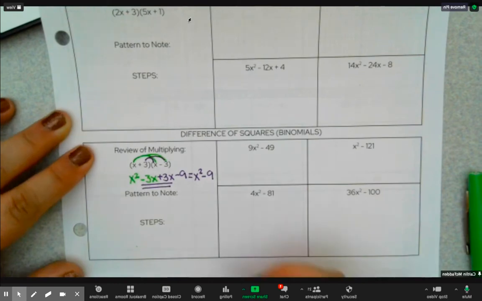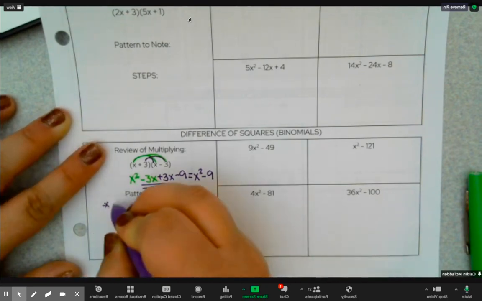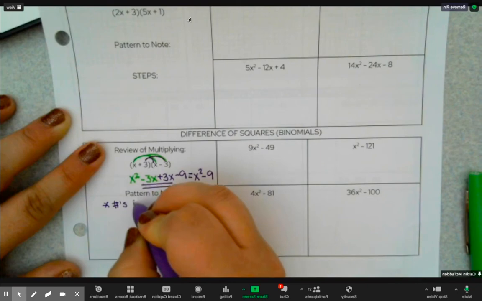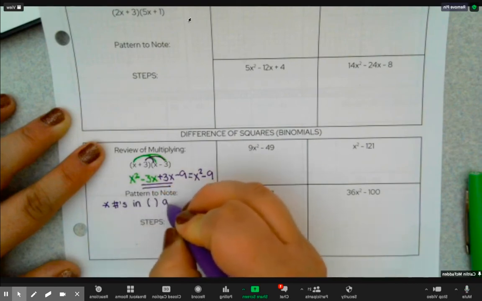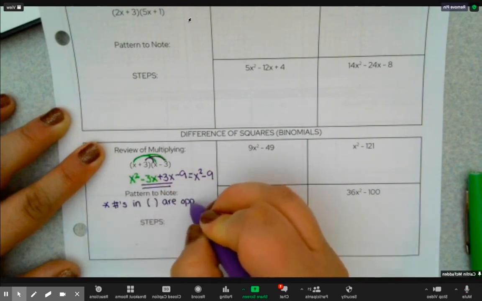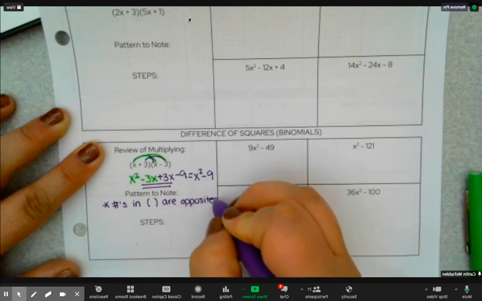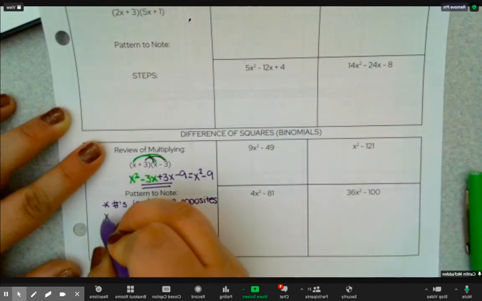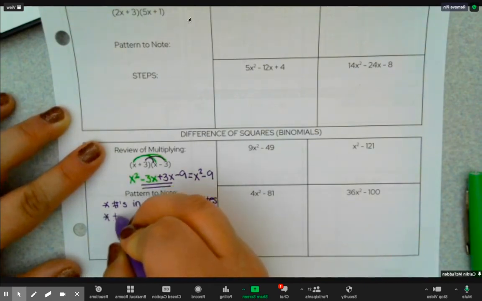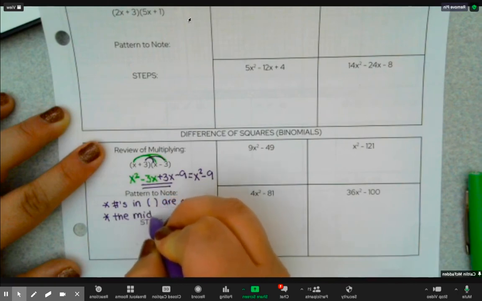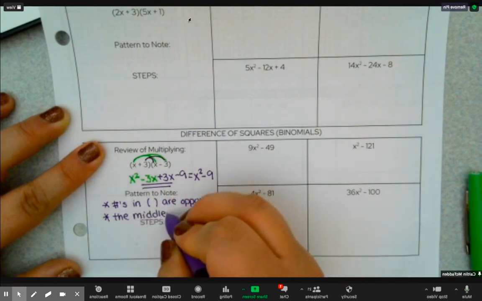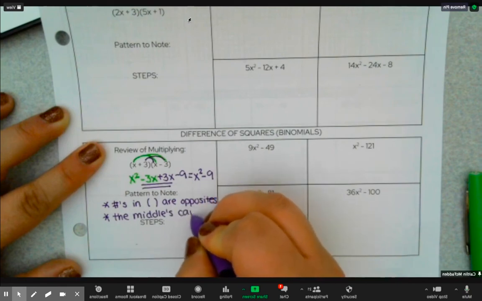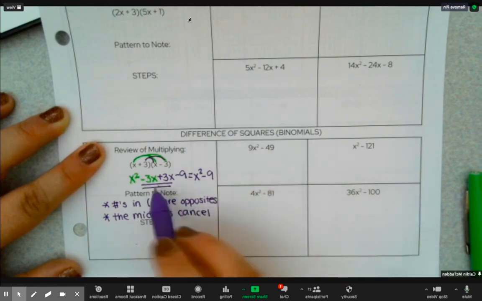And there are 2 parts to this pattern. The parts are that the numbers inside the parentheses are opposites. So 3 and negative 3, or it could be 4 and negative 4, but it has to be the same numbers. You just change the plus to a minus. And in the original problem, the middle pieces, I'm just going to call it the middles, cancel, like that.